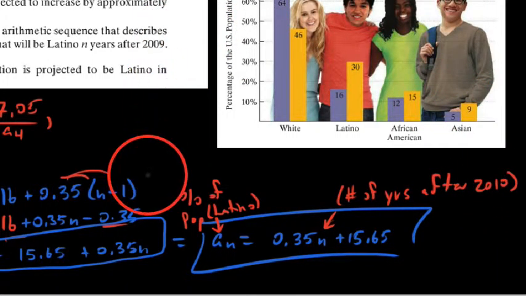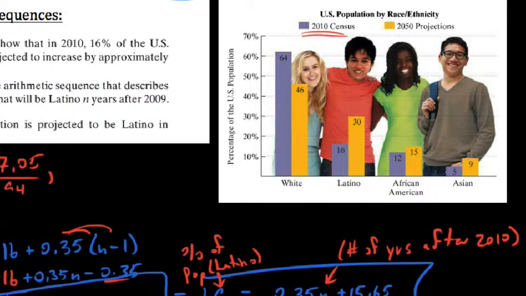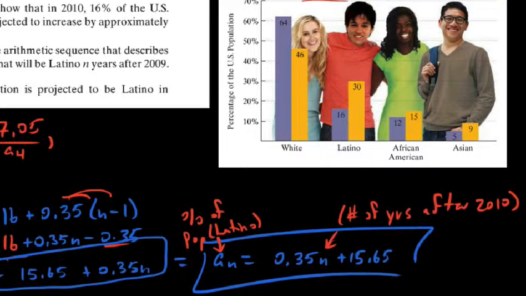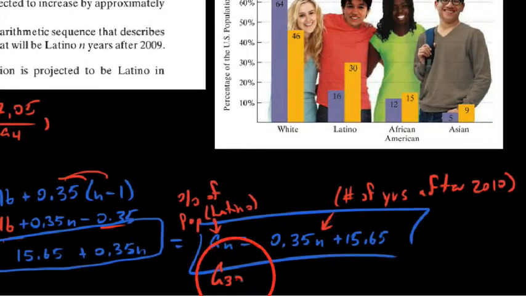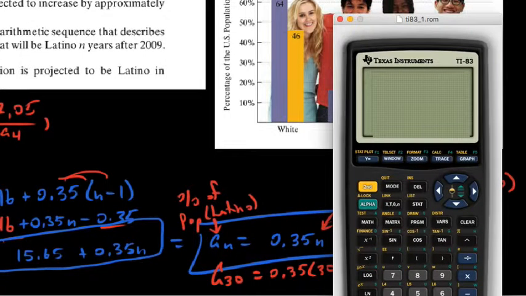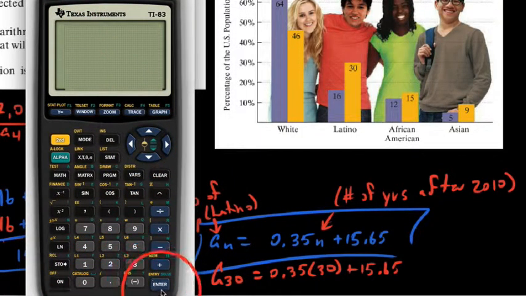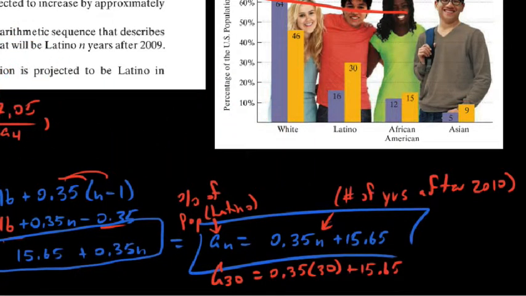So that being said, letter B here says, what percentage of the U.S. population is projected to be Latino in 2030? So the nice thing about it is I don't have to write out 30 terms of the sequence to tell you that. We could just plug in that term value, a_30 here. We get 0.35 times 30 plus 15.65. And so using our calculators here, which would be a wise thing to do, let's go ahead and turn this on. We would say the value of the 30th year afterwards, after 2010. Sorry, this is in 2030, and we did start in 2010, didn't we?